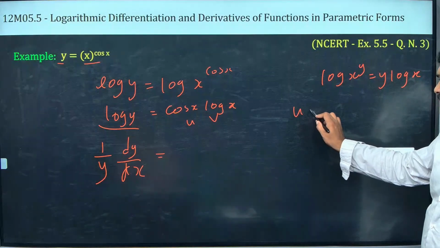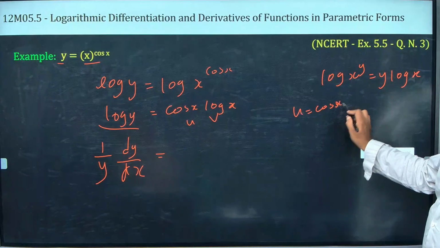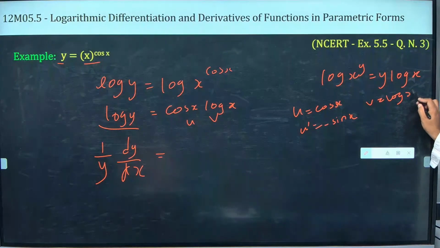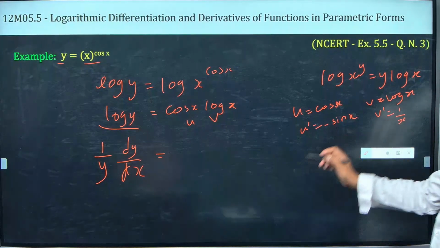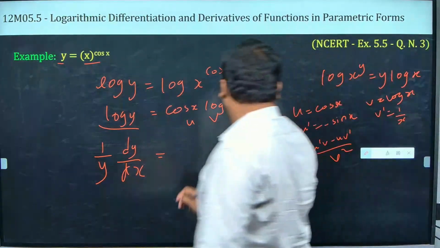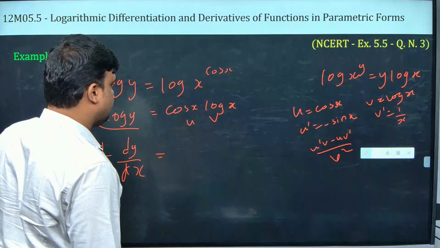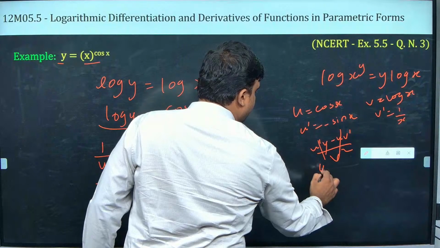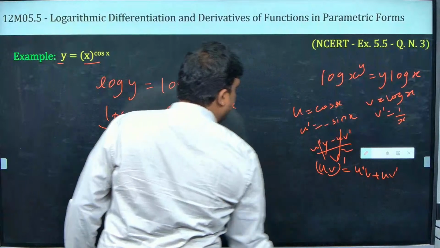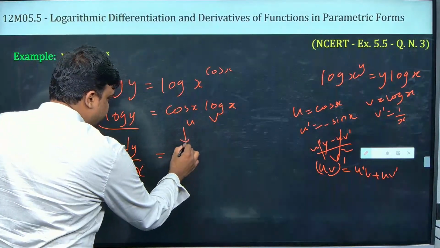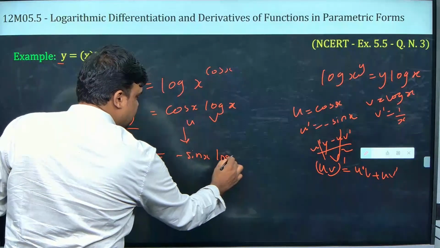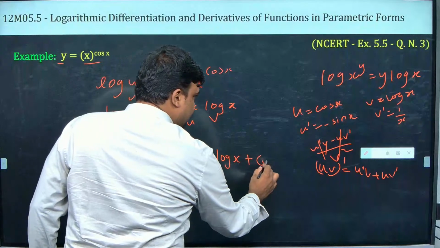What is u? u is equal to cos x. What is u dash? Yeah, minus sin x. And what is v? Log x. What is v dash? 1 by x. Just substitute here, guys. What is the formula? u dash v minus u v dash by v square. Oh, sorry. Okay, sorry, guys. So uv the whole dash is equal to u dash v plus u v dash. So what is u dash? Minus sin x. What is v? Log x plus cos x by x.